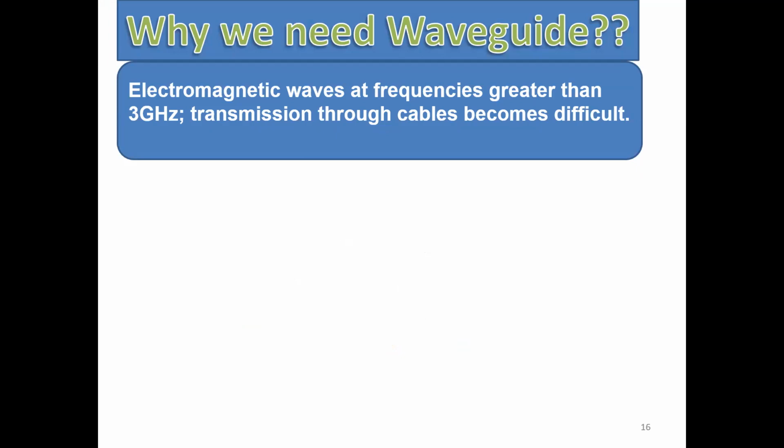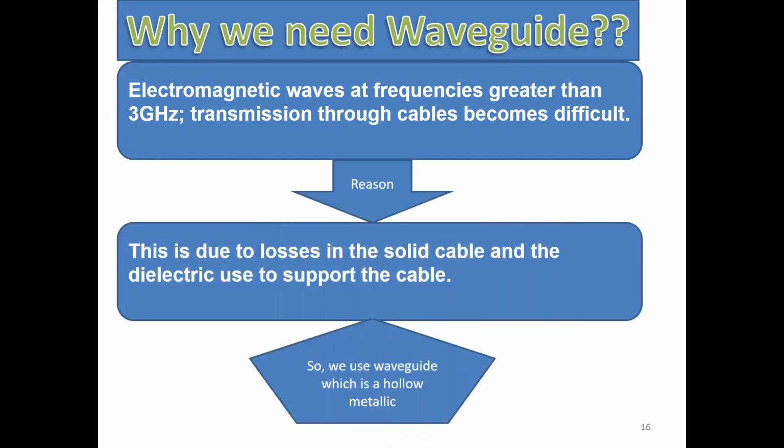The thing is, why do we need this one? For electromagnetic waves at frequencies greater than 3 GHz, transmission through cables becomes difficult. So if we have the EM wave greater than 3 gigahertz frequency, transmission through cables becomes difficult because of losses in the solid cable and the dielectric used to support the cable. So why? Because the solid cable has some losses and we need the dielectric to support the cable.